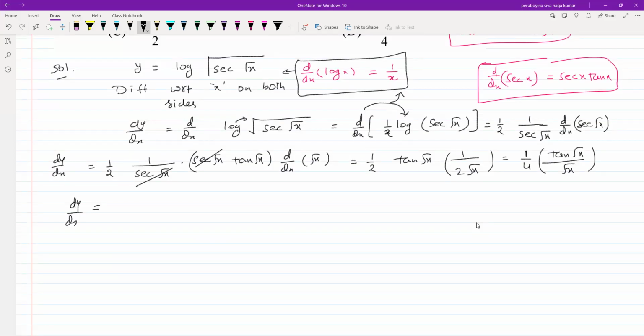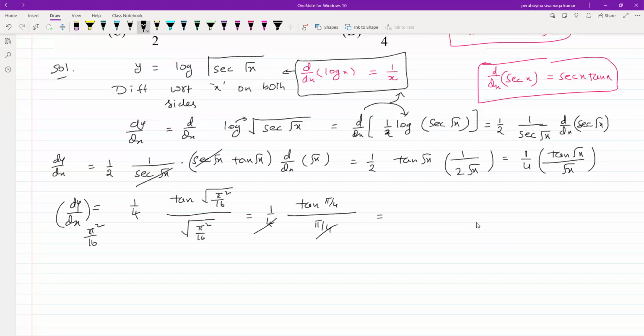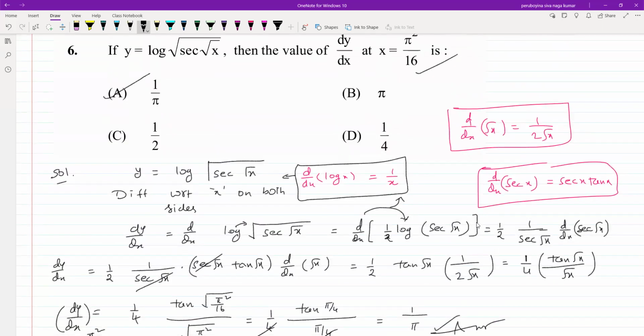So dy by dx at pi square by 16 equal to 1 by 4 tan root pi square by 16 divided by root pi square by 16 equal to 1 by 4 tan root pi square got cancelled. So how much it will be? Pi by 4. In the denominator is also pi by 4. This 4 got cancelled. And tan pi by 4 means 45 degrees. It is 1. So 1 by pi is the answer to this question. So 1 by pi, option A is correct.